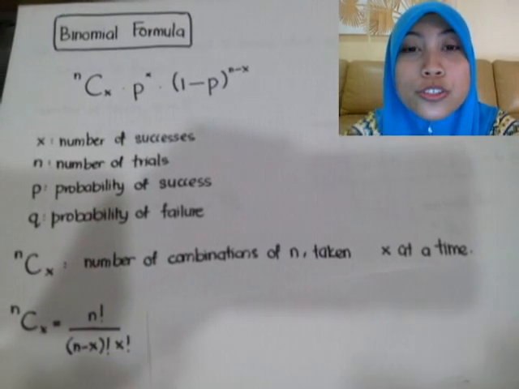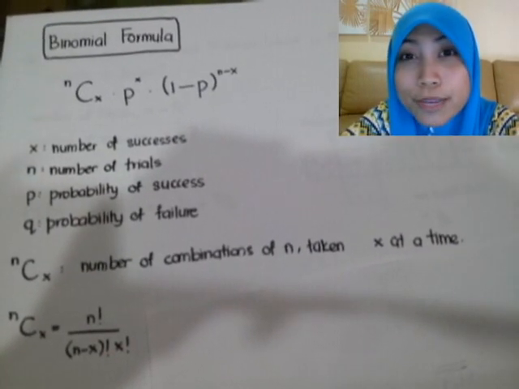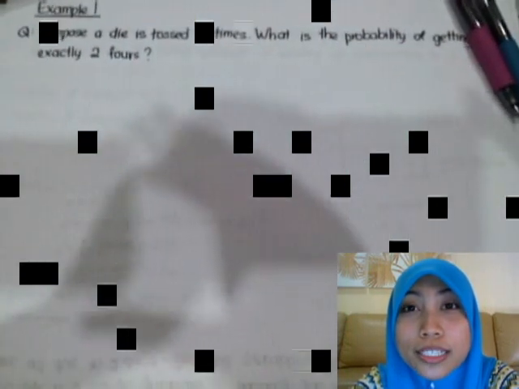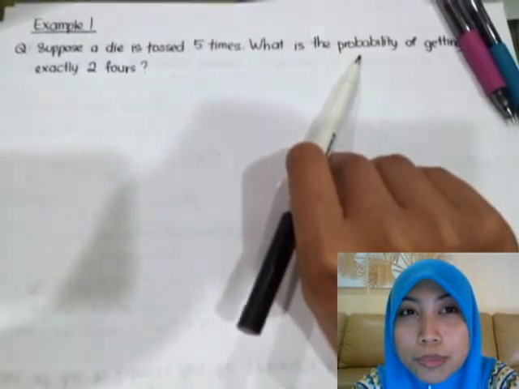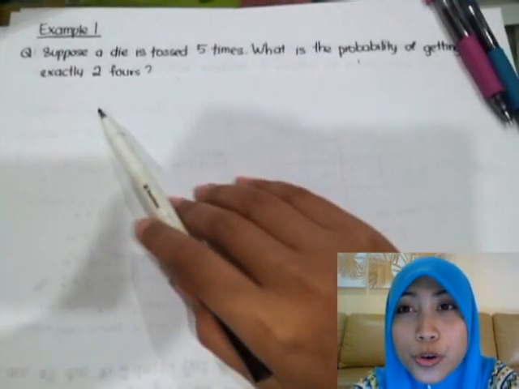Now move on to the examples. Let's do some examples. Okay, example 1. Suppose a die is tossed 5 times. What is the probability of getting exactly 2 fours?